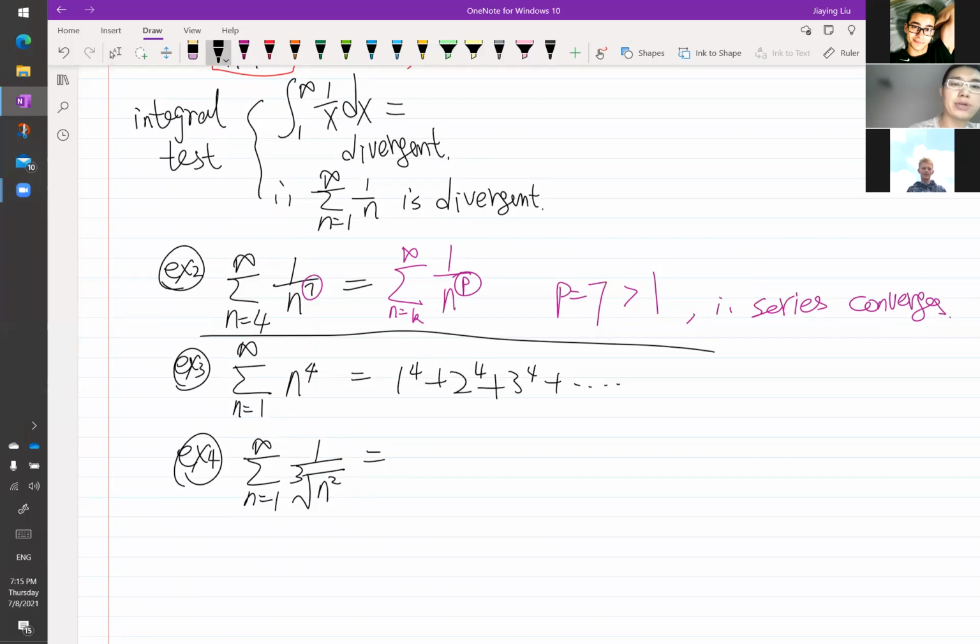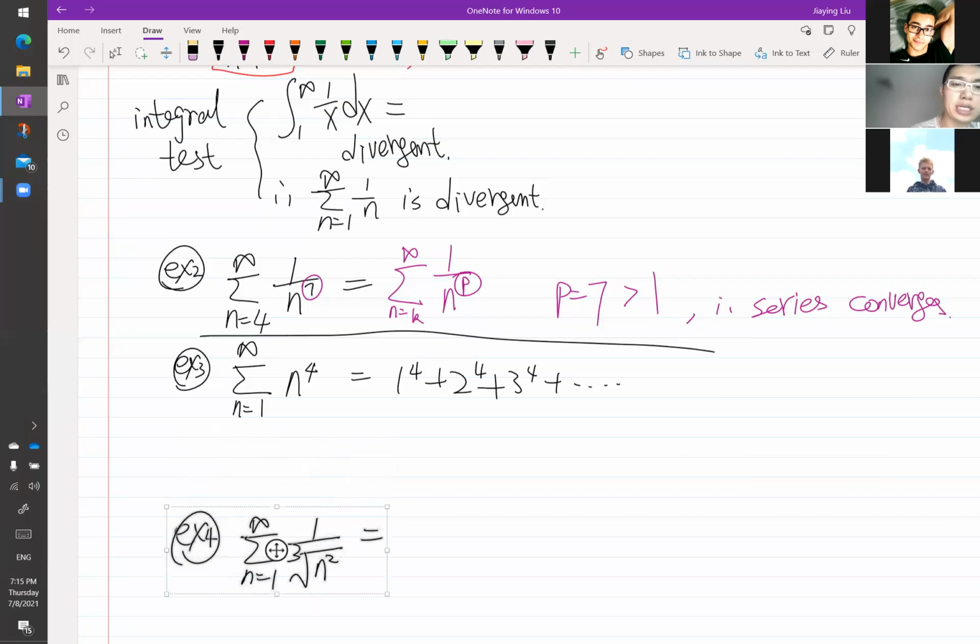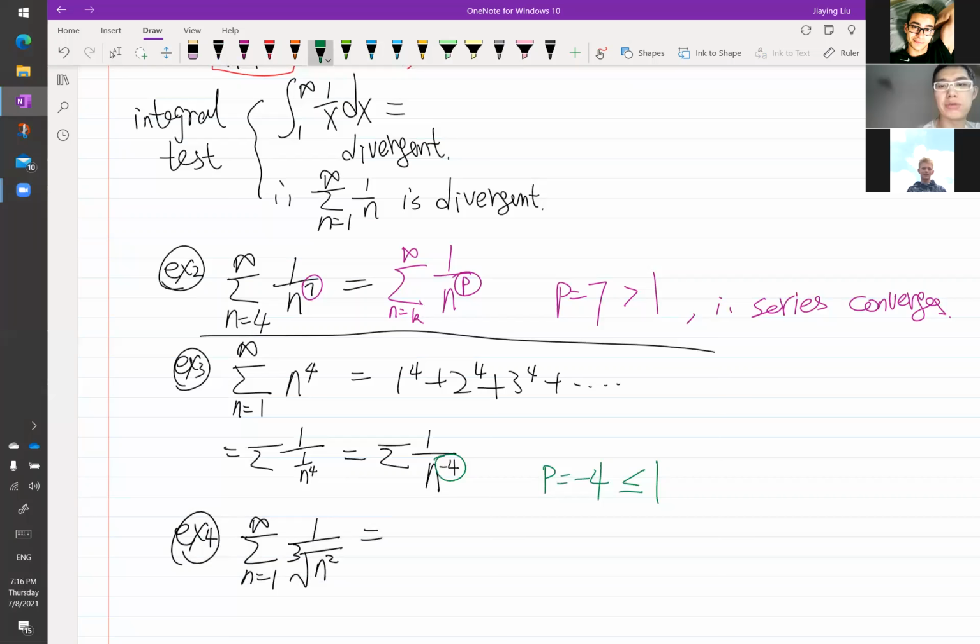But let's try to rewrite it using the p series test. Let's take this and write it in the correct form. We have to have 1 over something, right? So the series we can write as 1 over n to the negative 4, since that's n to the 4th. It's in the correct form, and p is negative 4, which is less than or equal to 1. It's in the second category. So therefore, the series is divergent.